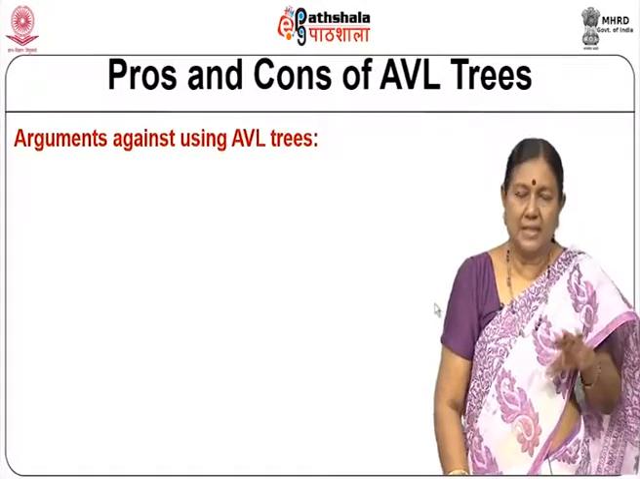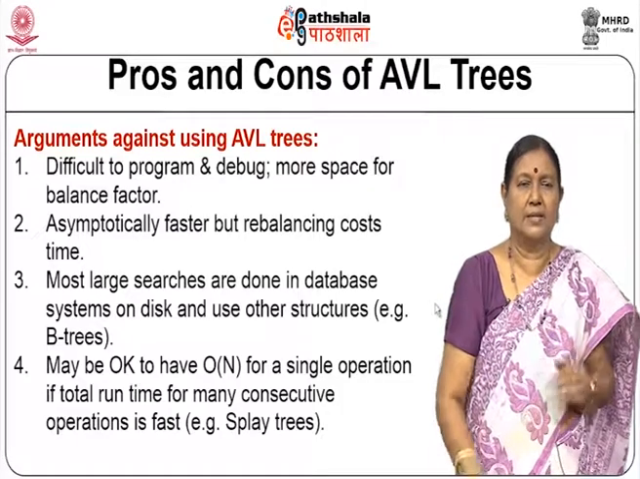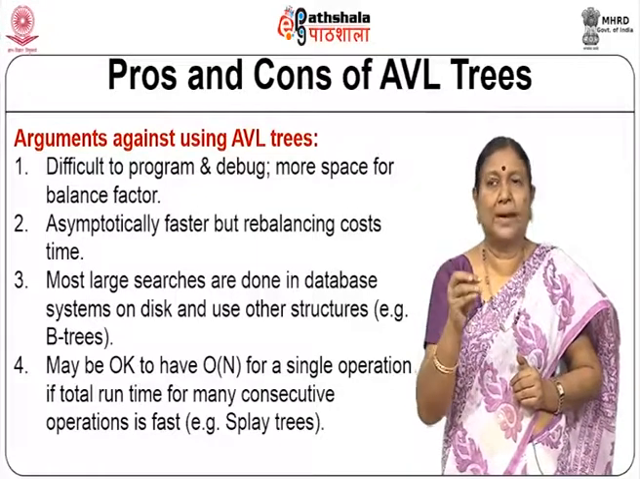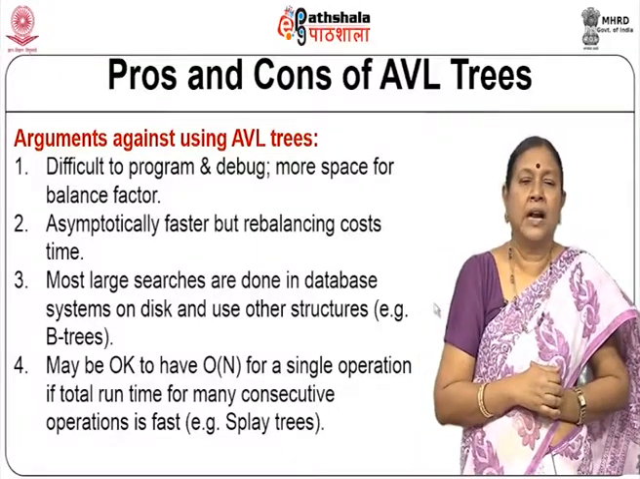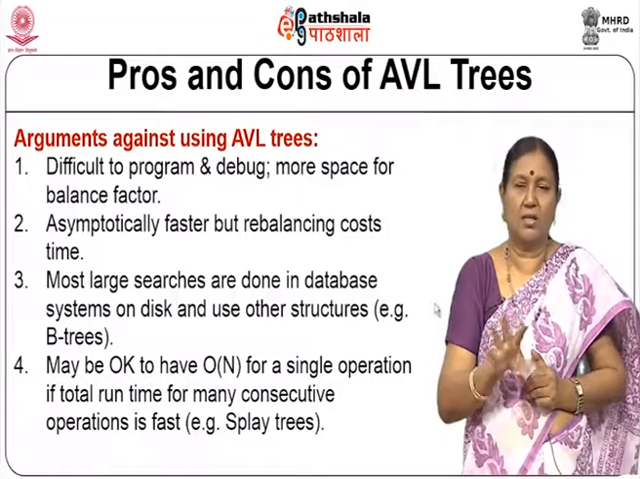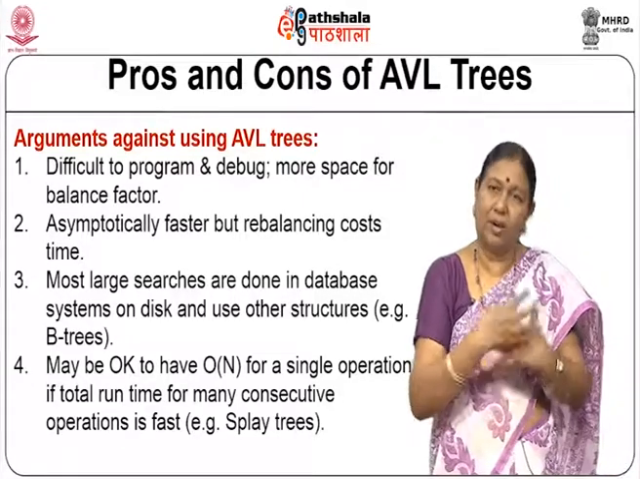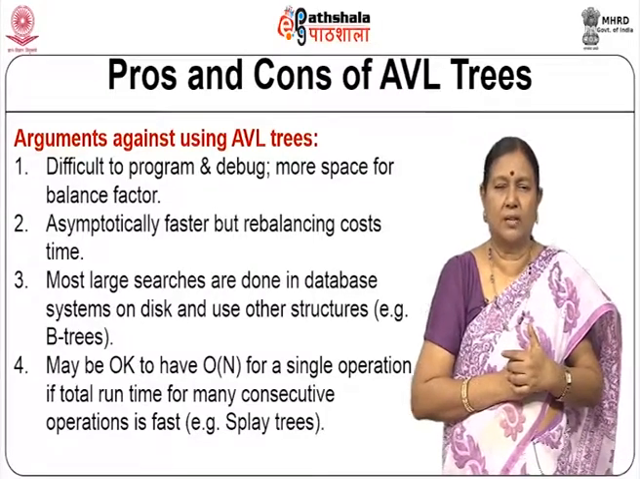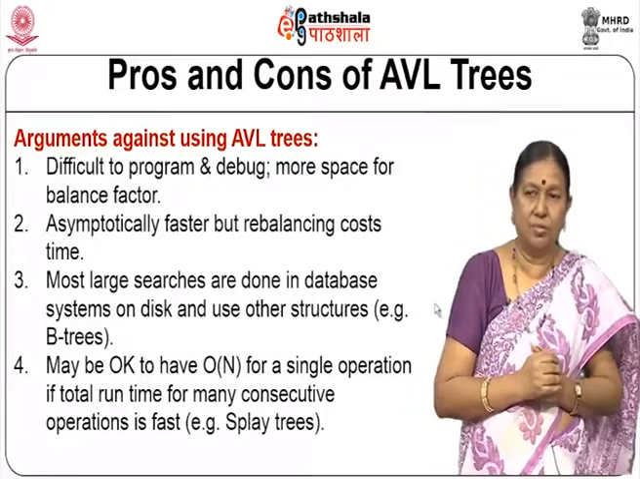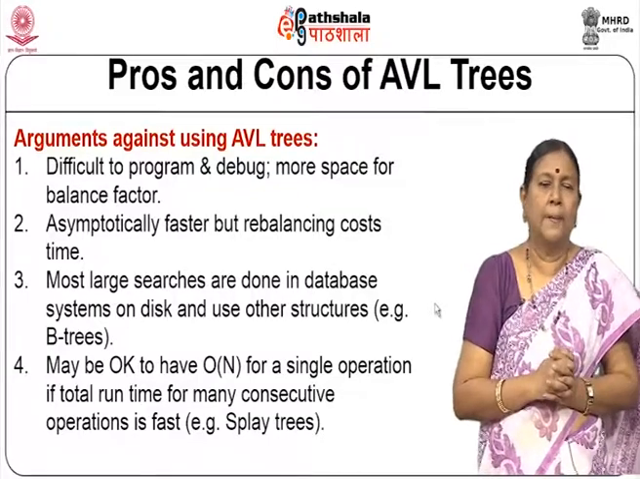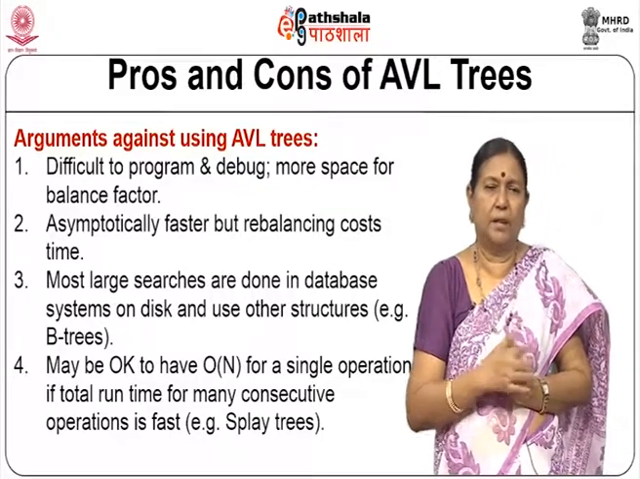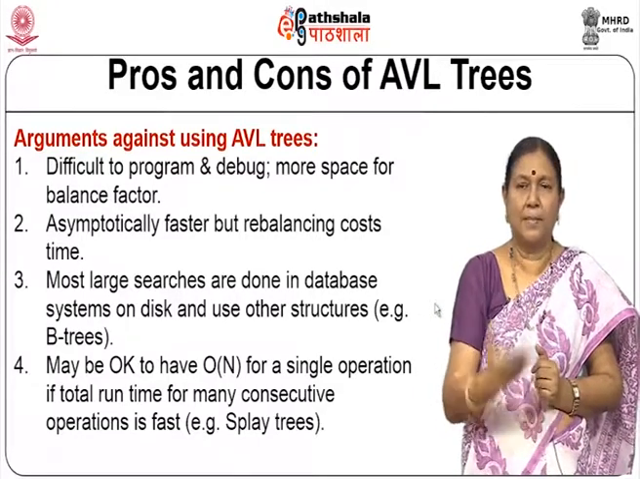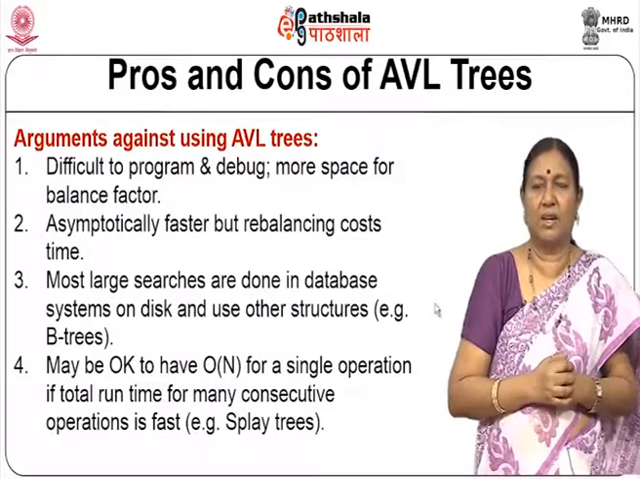Against AVL trees: difficult to program and debug, because you have to have more space to keep the balance factor, because you have to check the balance factor. Asymptotically faster, but rebalancing costs time. It is not that it does not, but on an average it is okay. Most large searches are done in database systems or disk and use other structures. They do not use AVL, major big ones. It may be okay to have O(n) for single operation if total runtime for many consecutive operations is fast, for example, splay trees. So, there are other alternatives to AVL trees.